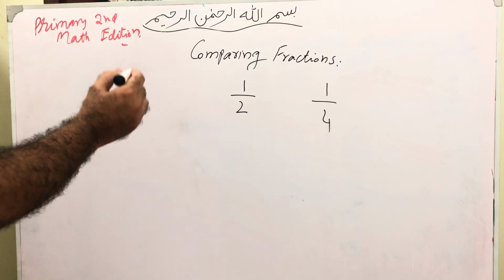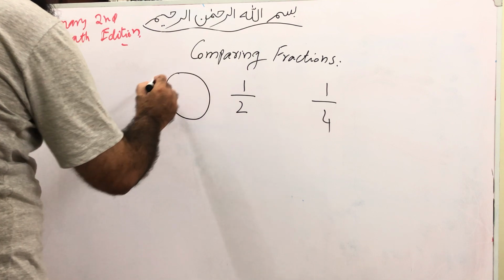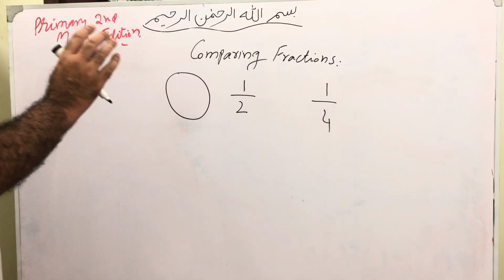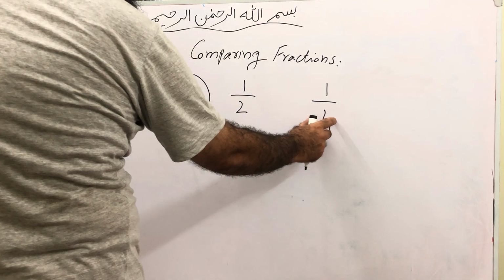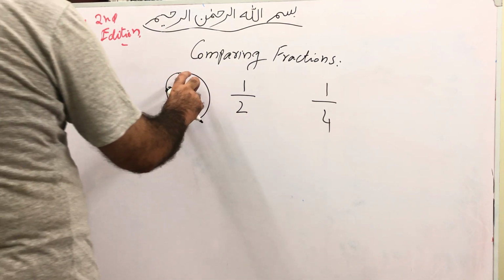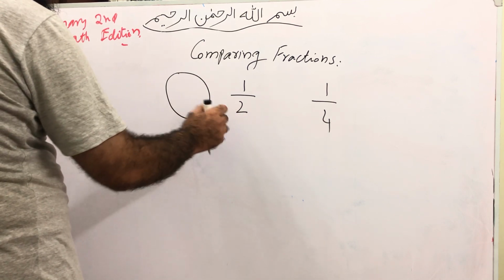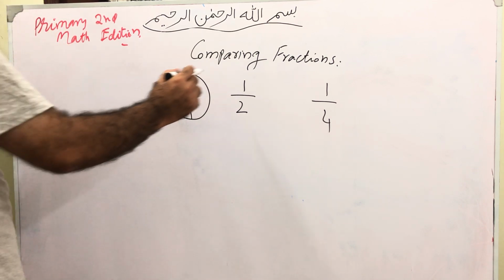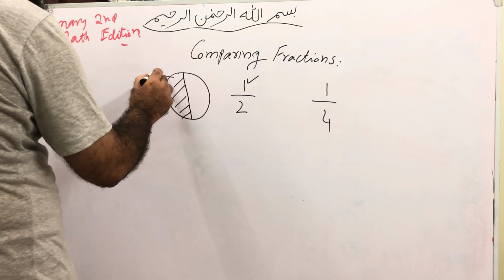Just imagine that you have one cake which has two parts. This is the number of parts, the total parts. We told you in the beginning of the chapter on fractions that the denominator always represents the total number of parts. Let's suppose this is a pizza. It has two parts. If Ali gets only one part to eat, this is Ali's share.